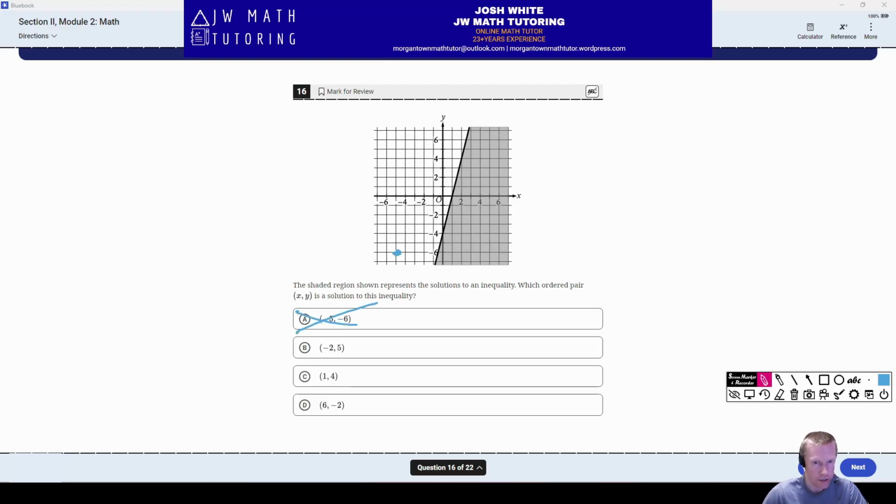Is that in the shading? Nope. (-2, 5). That's right here. Is that in the shading? Nope. (1, 4). Is that in the shading? No, it is not. What about (6, -2)? Yes. Therefore, the correct answer for this problem is going to be letter D.